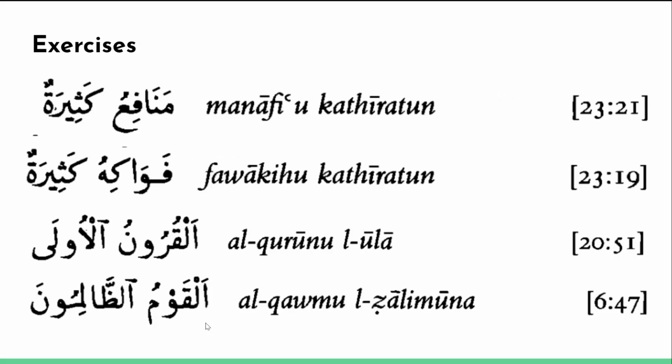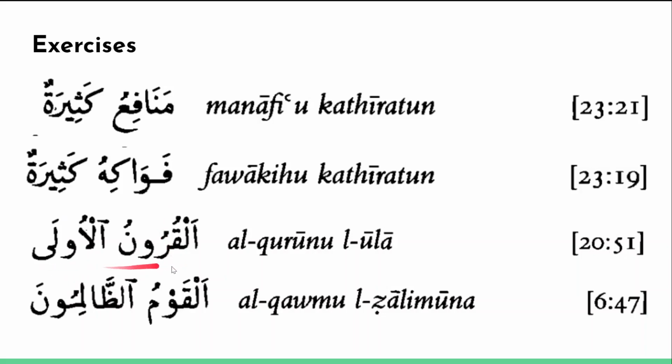So the first one here is manafi'u kathiratun. What does this mean here? So we saw this example before. Manafi'u is benefits. Kathiratun is many, many benefits. And this is an indefinite phrase. Next one here. Fawakihu kathiratun. Fawakih is the plural, fruits. So what does this phrase mean here? Many fruits.